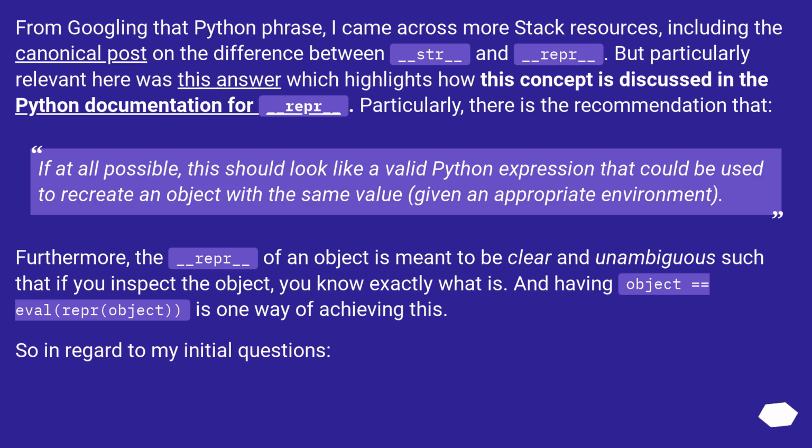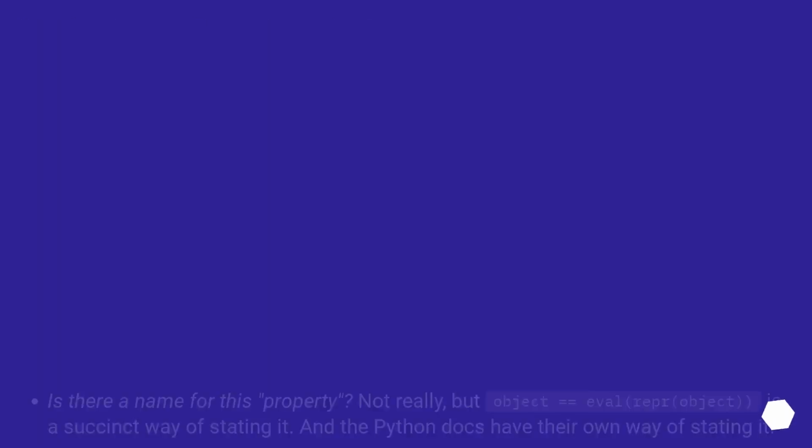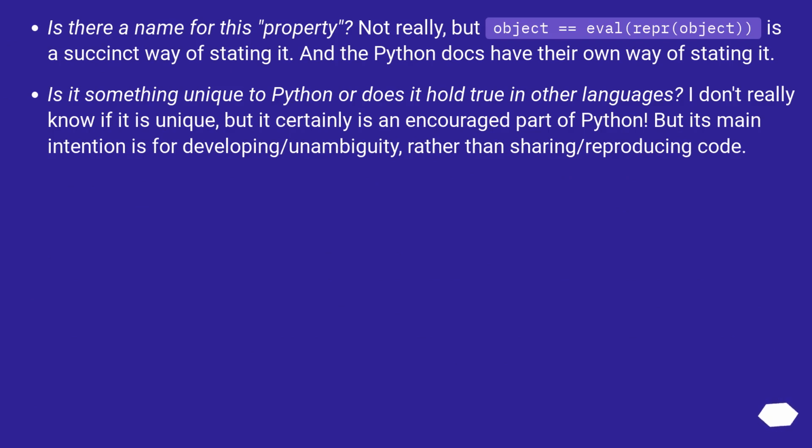So in regard to my initial questions, is there a name for this property? Not really, but object equals eval(repr(object)) is a succinct way of stating it. And the Python docs have their own way of stating it. Is it something unique to Python, or does it hold true in other languages? I don't really know if it is unique, but it certainly is an encouraged part of Python. But its main intention is for developing clarity and unambiguity, rather than sharing or reproducing code.